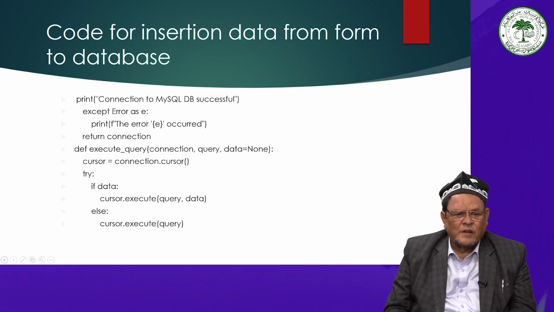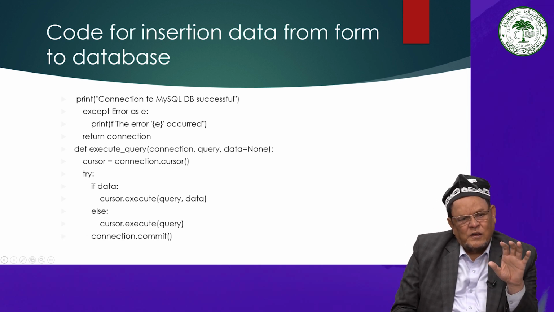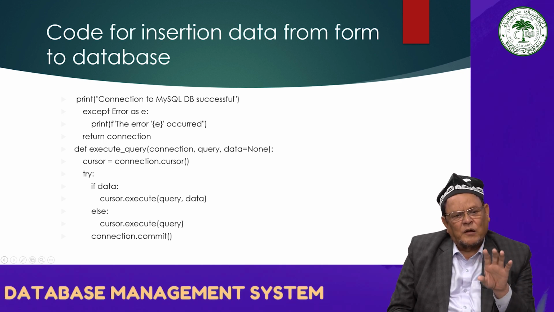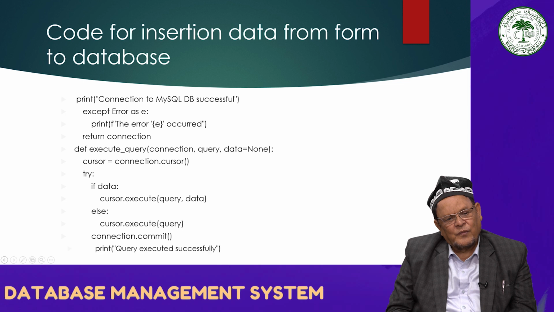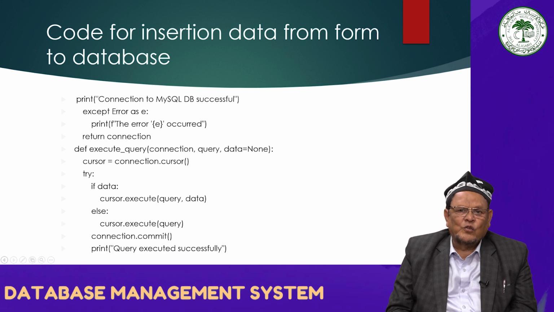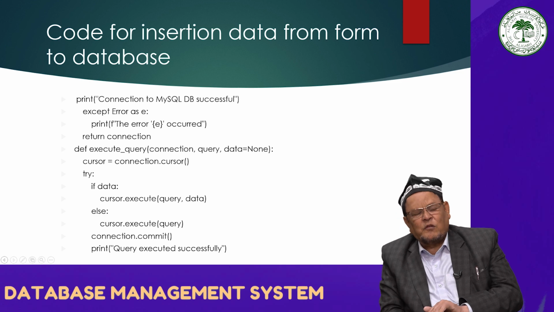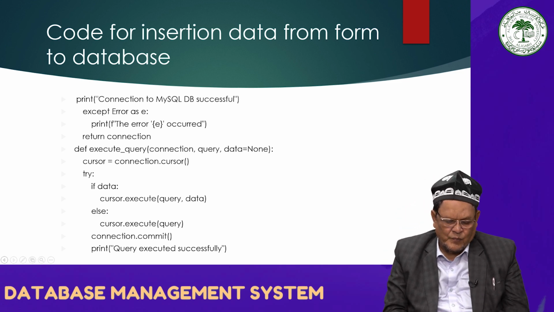Else, cursor dot execute within brackets query, then connection commit. In this way the loop will go and the connection will be committed by this command. Then you have to write a print command, print f, within double quotes "Query executed successfully." It means the query you have given will be successful.